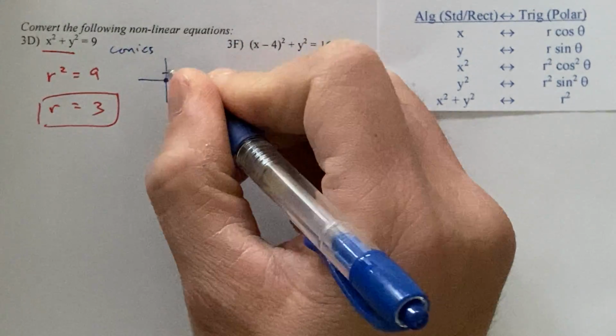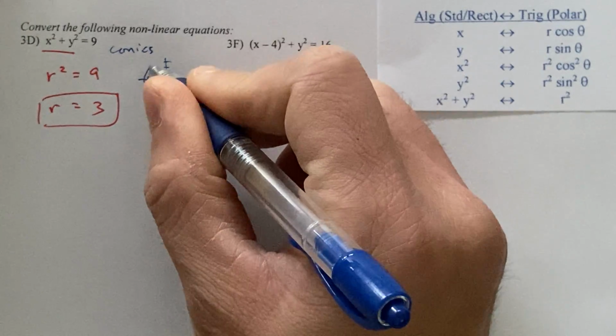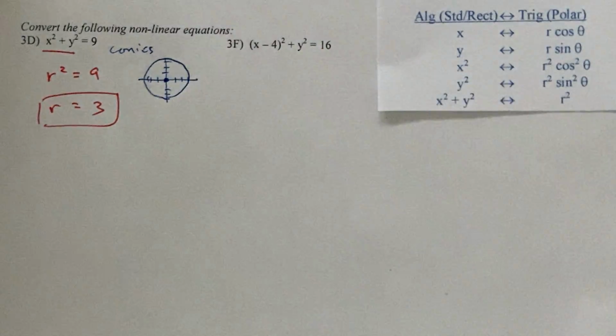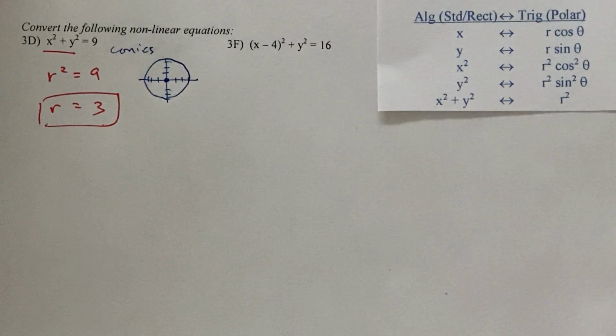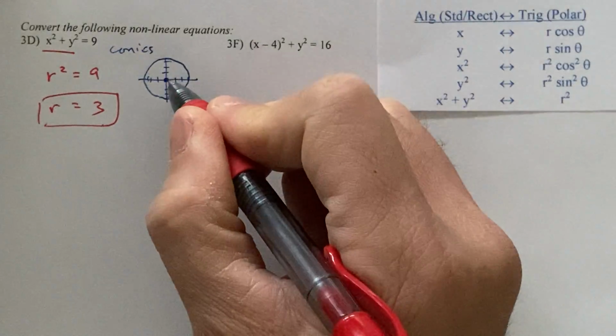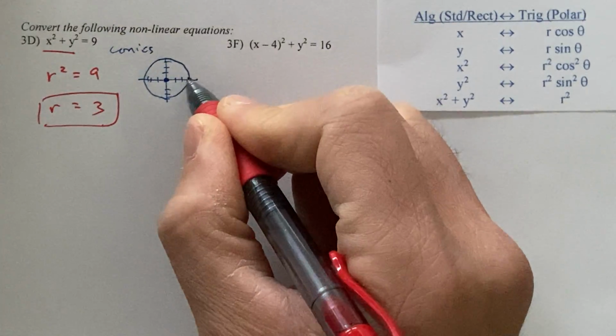So 1, 2, 3, 1, 2, 3. So you can imagine I have a circle centered at 0, 0 with a radius of 3. So that's what it should look like. What this is saying when we talk about it in trig or polar mode is it's saying you have to be 3 steps away from the origin, r equals 3, which is what this is.